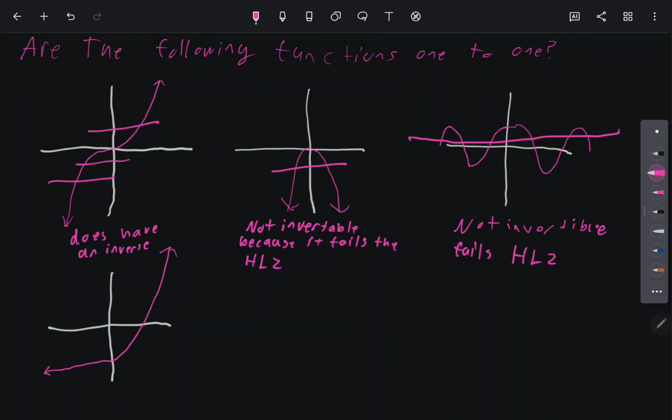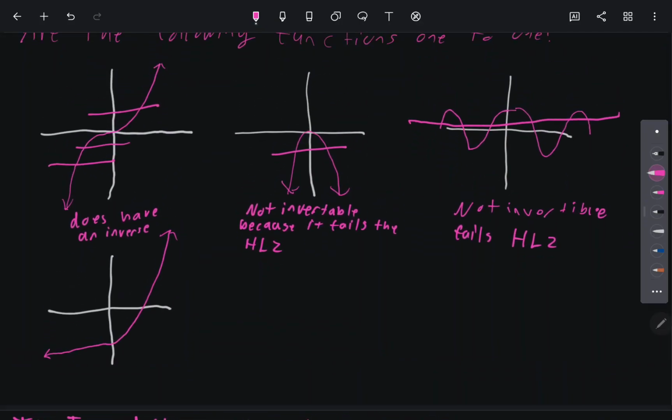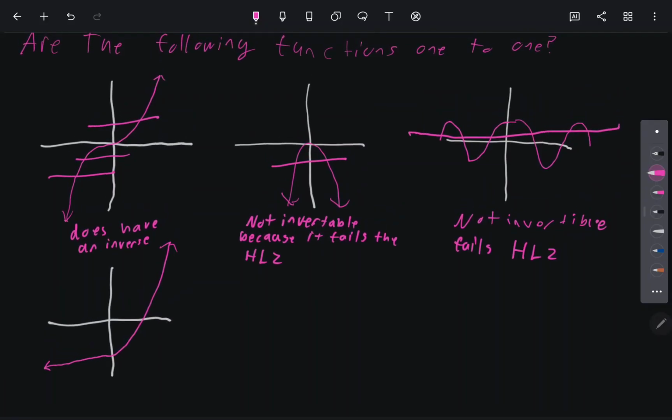Now, this bottom one here is an exponential function. And what we'll see is that this exponential function does indeed have an inverse, as it passes this horizontal line test. And this is going to be one of the big topics of today: what is the inverse of an exponential? We'll get to that in just a moment. But yes, this does have an inverse.